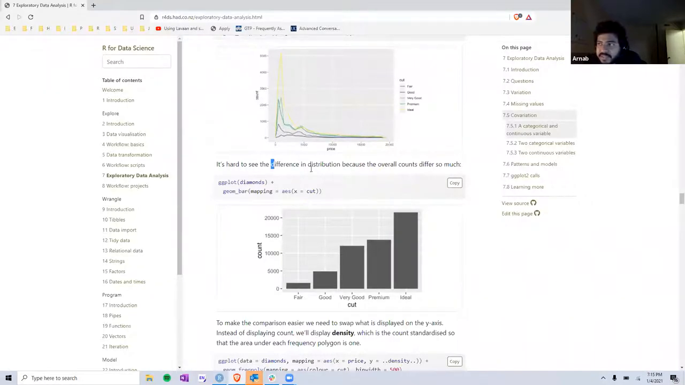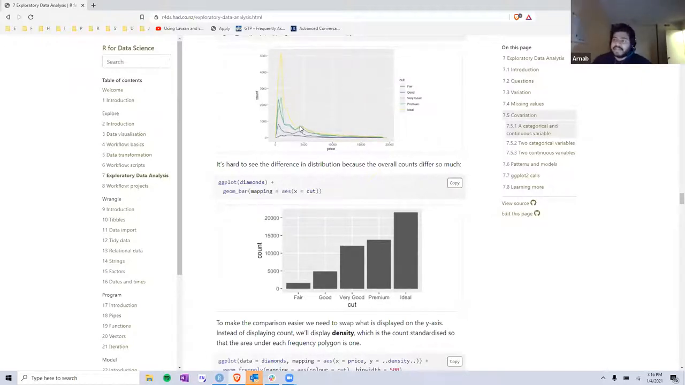The disadvantage with using this method is that this distribution will vary substantially if one of the subgroups has a very high number of cases. For example, when we look at a distribution of the number of cuts, we see that quite a few diamonds are ideal and very few diamonds are fair. And that is why when we look at the frequency poly graph, we see that fair has a really low distribution, whereas ideal has a really high distribution, which is nothing but a representation of the number of cases pertaining to those types of diamonds.